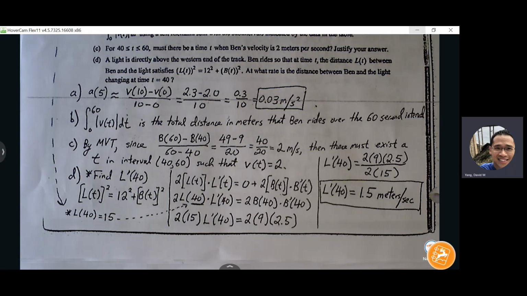Okay, so once we have everything identified except for L prime of 40, we can just isolate L prime of 40, divide both sides by 30, and then we get 1.5 meters per second.